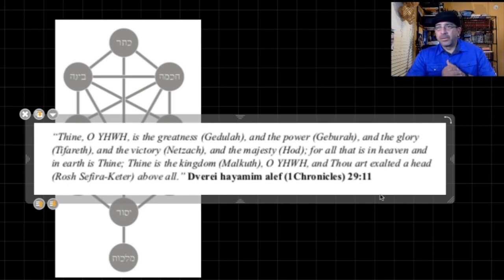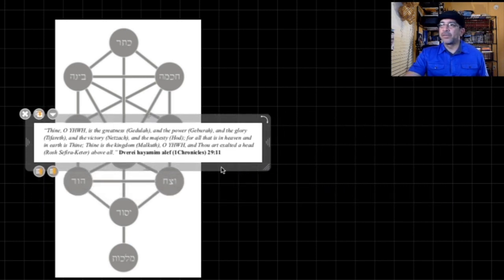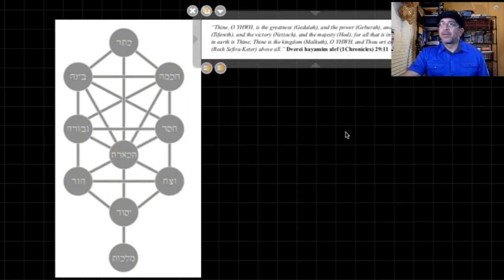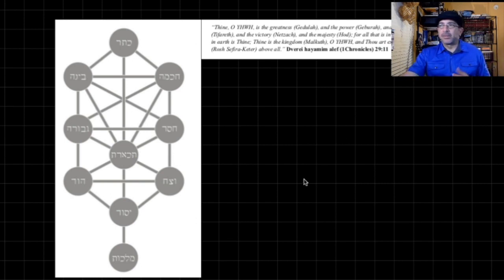Thine, O Adonai, is the greatness, which is Gedulah, and the power, Geburah, and the glory, Tiferet, and the victory, Netzach, and the majesty, Hod. For all that is in heaven and in earth is thine. Thine is the kingdom, which is Malchut, O Adonai, and thou art exalted as head, Rosh, Sefirah Keter, above all. So this is where we get basically the sefirot when you read the Tanakh.